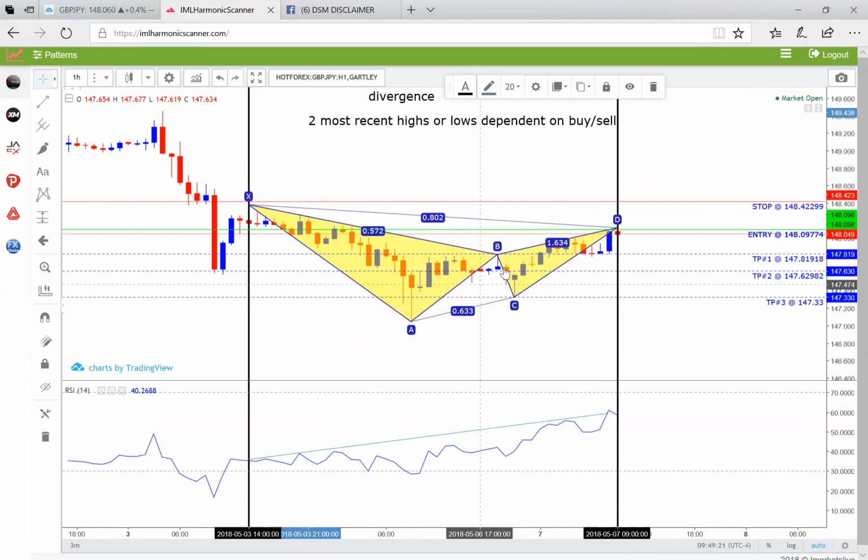I want to know the different zones. I like to answer three questions, right? I like to know where price should go, could go, and should not go. And by doing that, I need to find my two most recent highs or lows, depending. But because it's a sell, we're going to look for the two most recent highs. How do I do that?